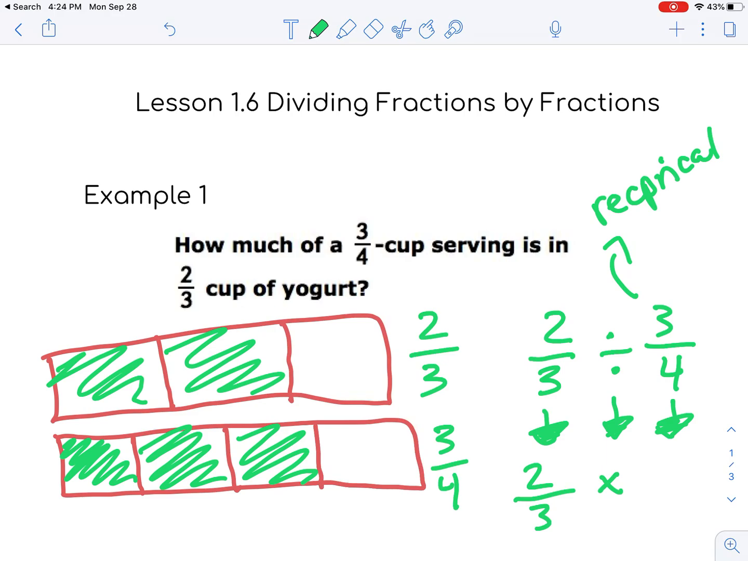Reciprocal. So reciprocal of 3/4. This just means that you flip the fraction. So you do 4/3. This is called a reciprocal.